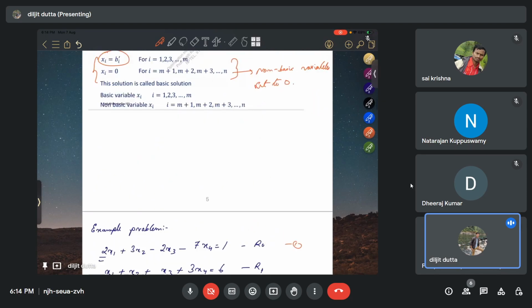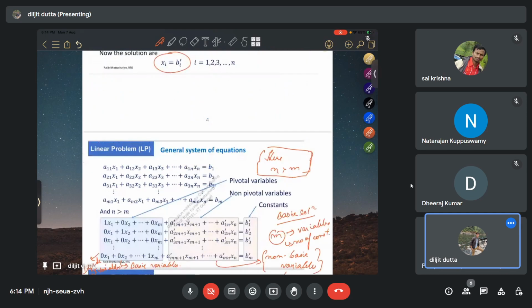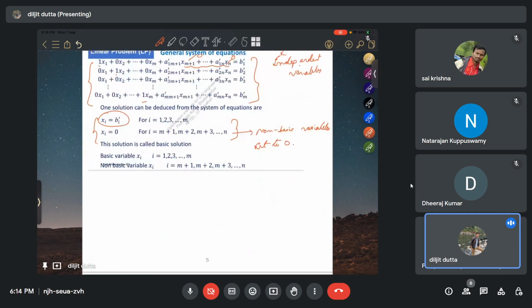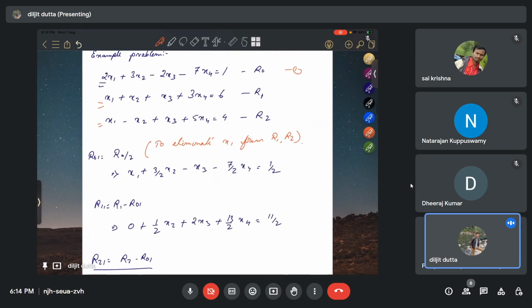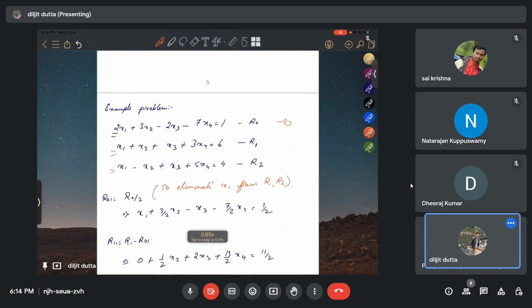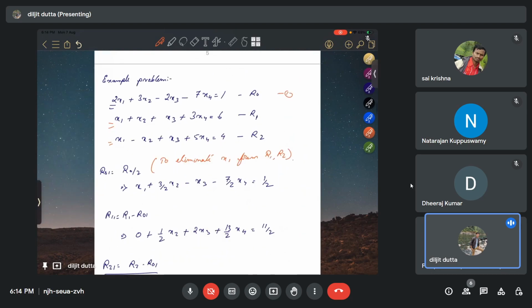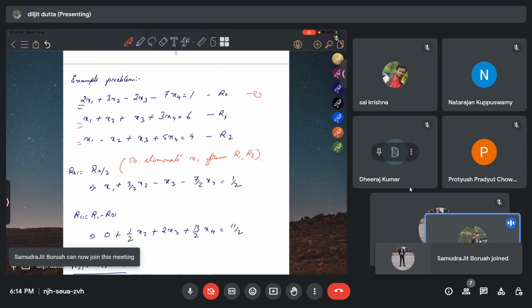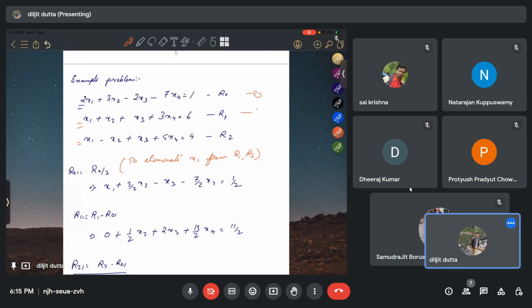So this is about how we do the operation for two different types of problem. One is where n is equal to m, and the other is where n is greater than m. Now we'll just take up a problem, and we will see how we do the row operations on a set of linear equations.